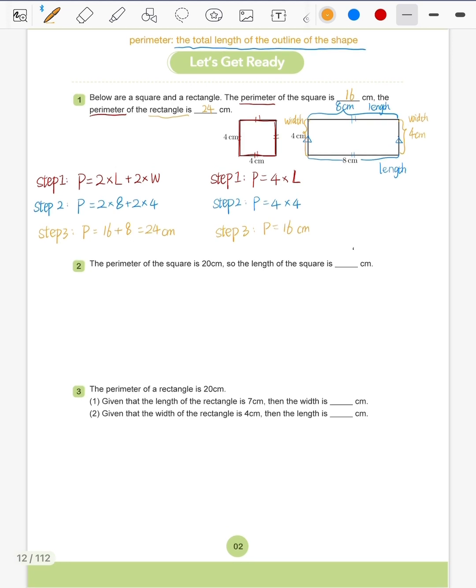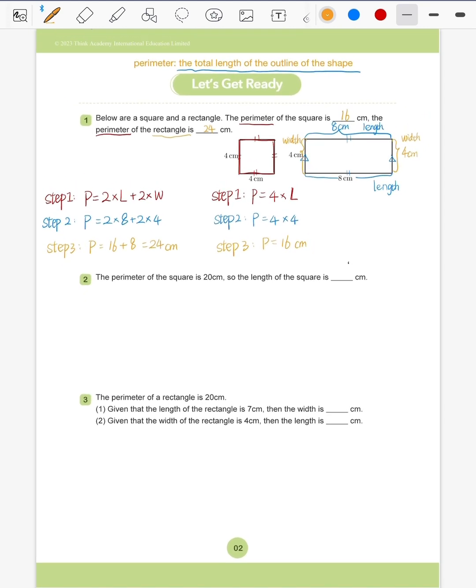Does it make sense? So there are 3 steps. Step 1, write down the formula. Step 2, put the numbers in the formula. And then step 3, we can do the calculation. Okay? Keep that in mind. Let's go to the second question. The perimeter of the square is 20 centimeters, and we want to figure out the length of the square. So let's draw a square here firstly.